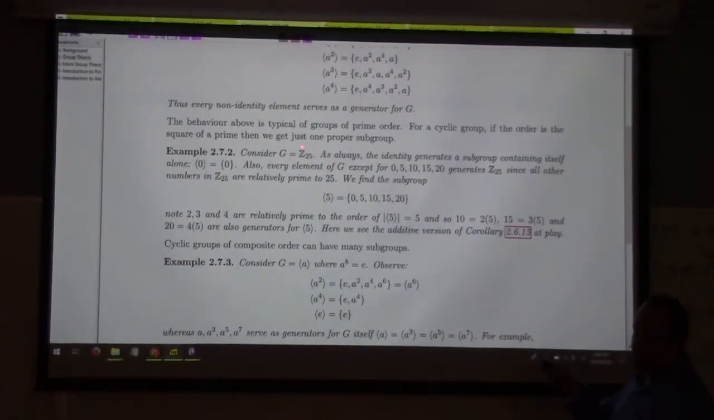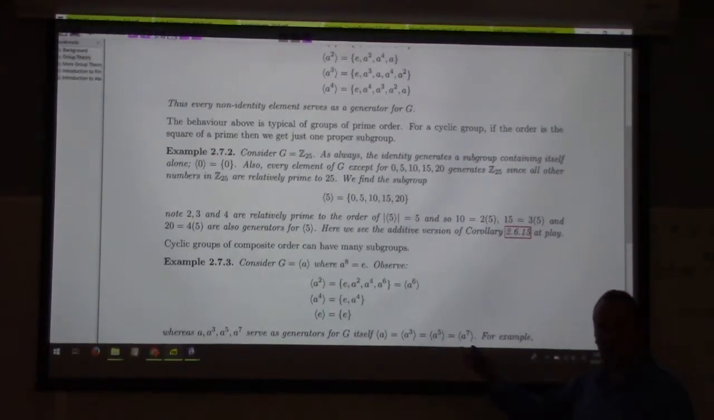Anyway, so Z25. If you think about what's relatively prime to 25, certainly not multiples of 5. So like 0, 5, 10, 15, 20. Those are out. But I think otherwise you're okay, right? Like 1, 2, 3, 4, 6, 7, 8, 9, 11, 12, 13, 14, 16, 17, 18, 19, 21, 22, 23, 24. I mean, those are all relatively prime to 25, right? So yeah, however many of them that is.